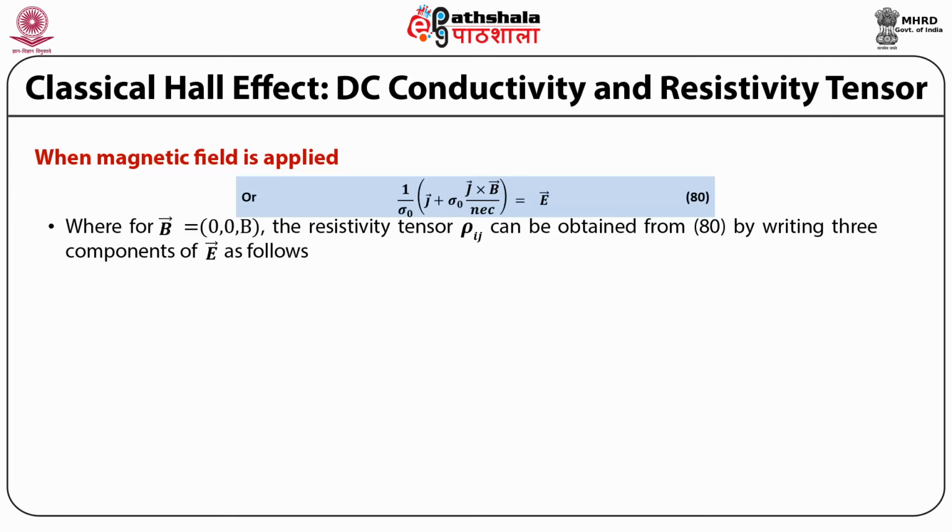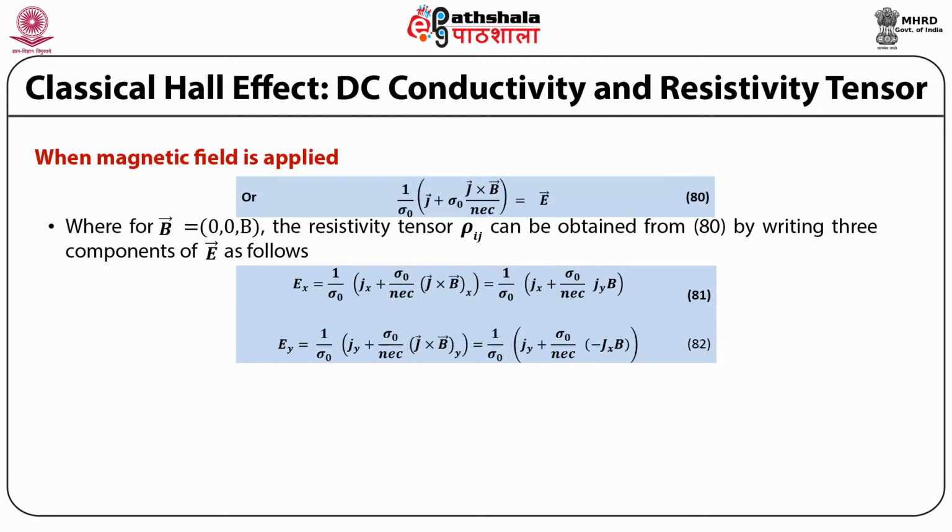where for B = 0, 0, B, that is the magnetic field being applied in the z direction, the resistivity tensor rho ij can be obtained from it by writing three components of E as follows. Ex = 1 upon sigma naught multiplied by jx plus sigma naught upon nec times the x component of j cross B, which is 1 upon sigma naught jx plus sigma naught upon nec jy into B. Ey = 1 upon sigma naught jy plus sigma naught upon nec multiplied by minus jx into B. Ez = 1 upon sigma naught jz plus sigma naught upon nec times the z component of j cross B, which is 1 upon sigma 0 jz.